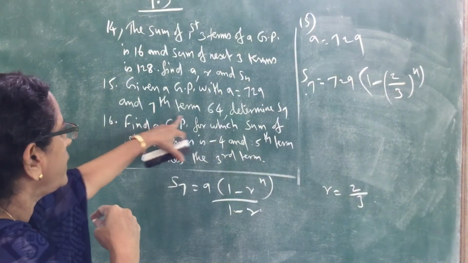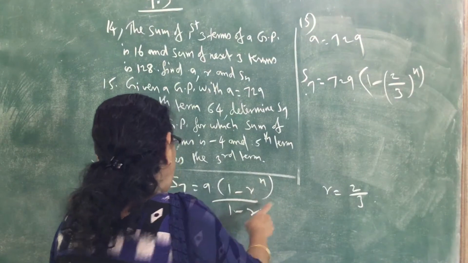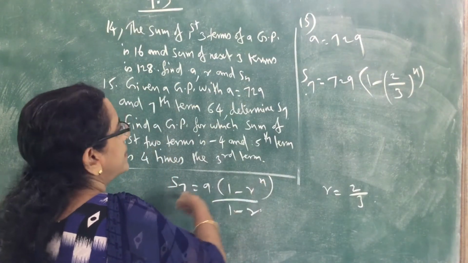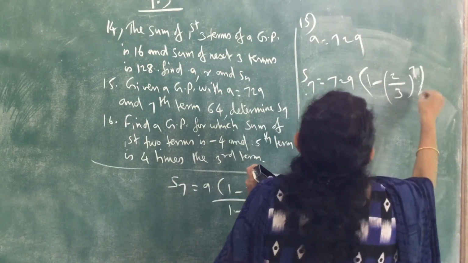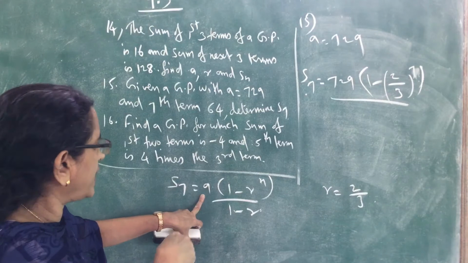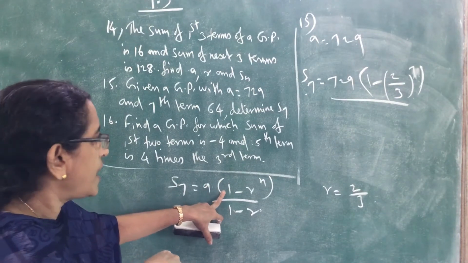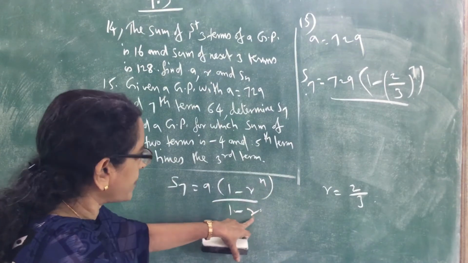Here we want to find S7. So we can apply the formula: a into 1 minus r raised to n, divided by 1 minus r, with n equal to 7. So a into, a is 729, into 1 minus r, that is 2 by 3, all raised to 7, divided by 1 minus 2 by 3.